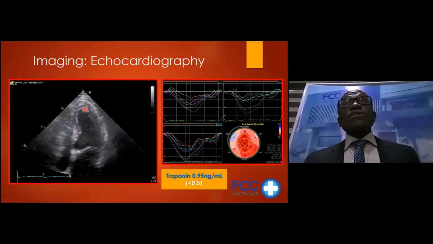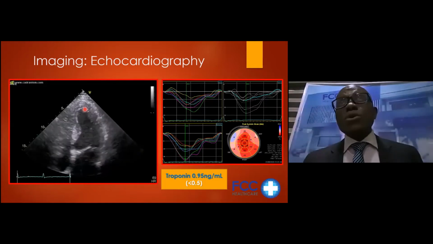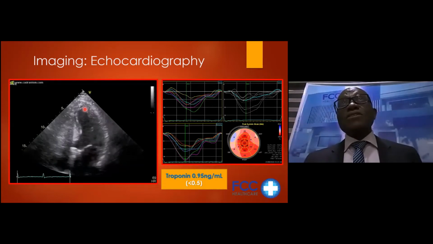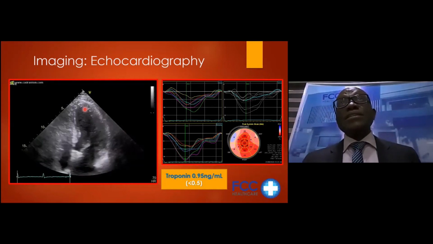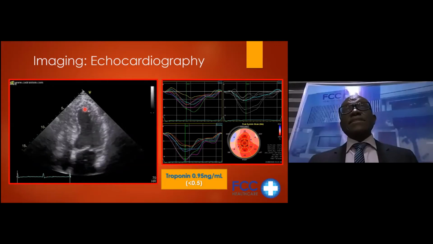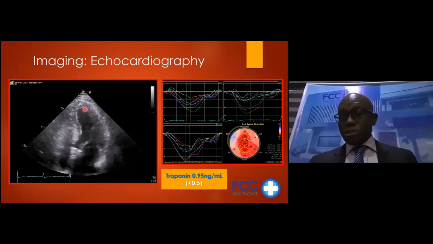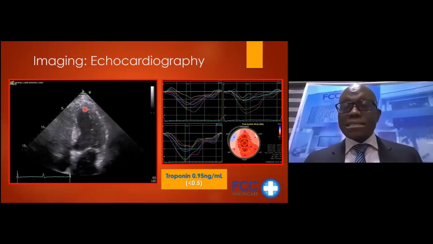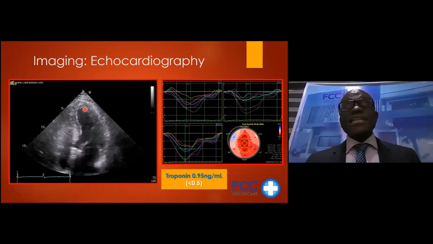His troponin, which was done, now showed that he had elevated troponin. The upper limit of normal is 0.5, and he has 0.95. Although this is not markedly abnormal, it does show myocardial injury. So we couldn't dismiss the bradycardia.